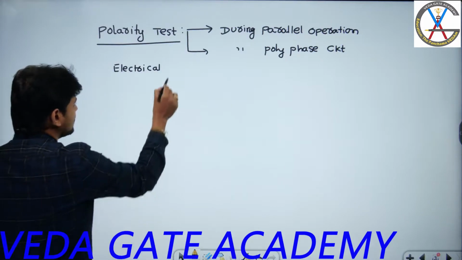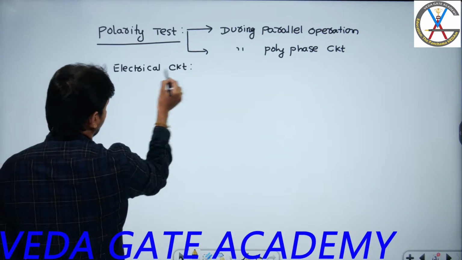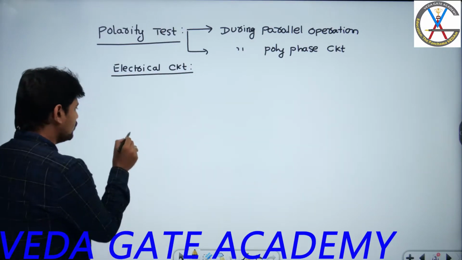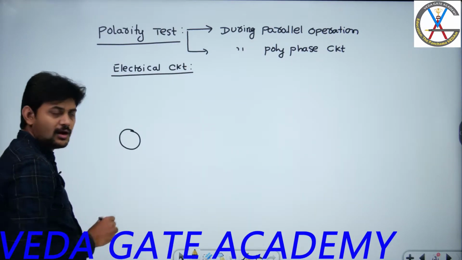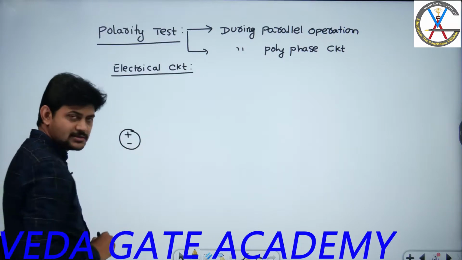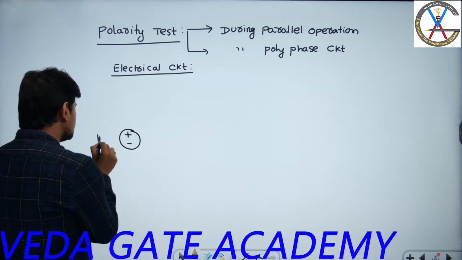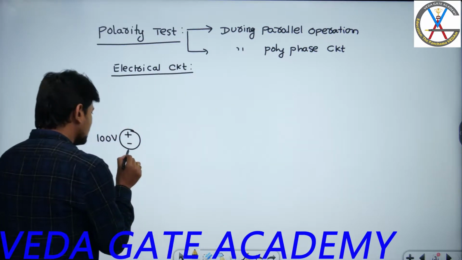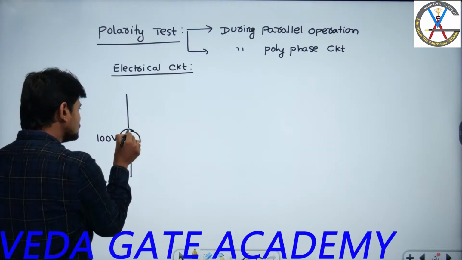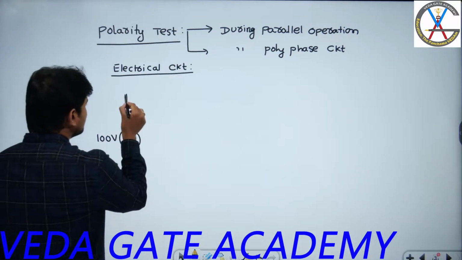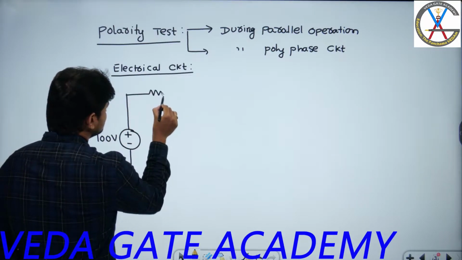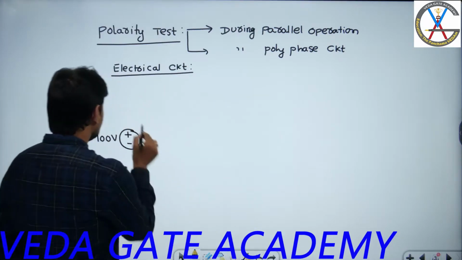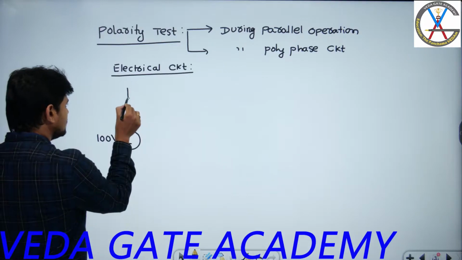Now if you consider some electrical circuit, let us assume that I have a voltage source, plus and minus, and let us assume the source voltage is 100 volts. Since it is a practical voltage source, not ideal, it consists of some small internal impedance, yes or no? It consists of some small internal impedance. Let me indicate that internal impedance over here itself.